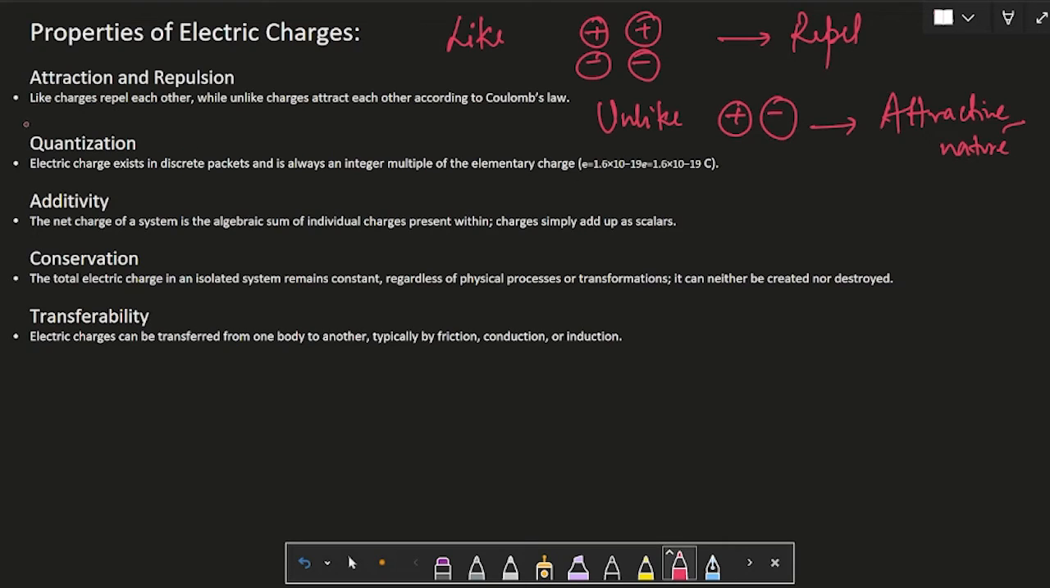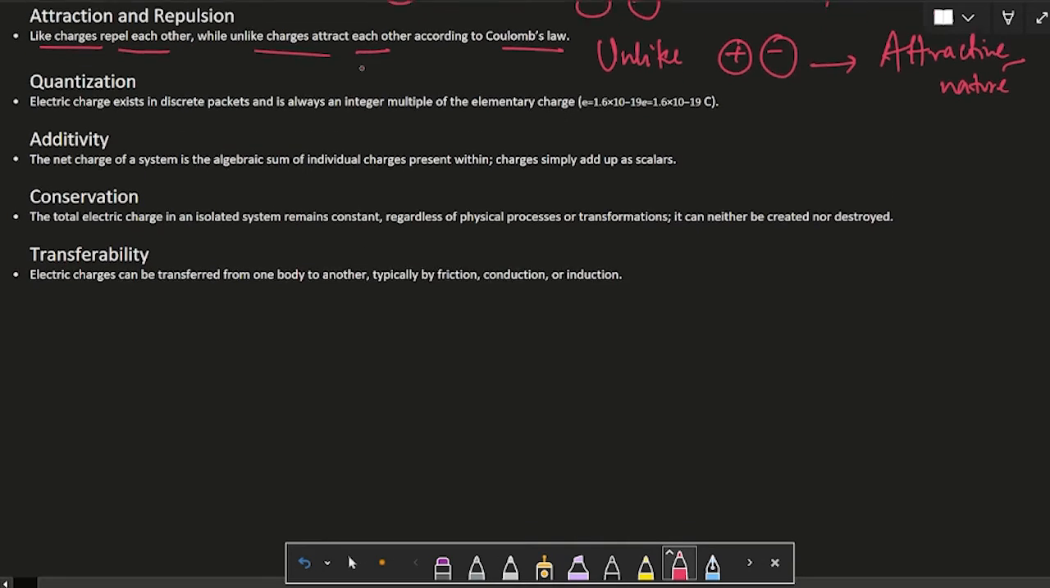I hope I'm clear. Like charges repel each other, while unlike charges attract each other according to Coulomb's law. You don't know Coulomb's law yet, but we're going to study that in the years to come, in your 11th and 12th standard specifically. Now, this was our first property. Moving on to the second property.